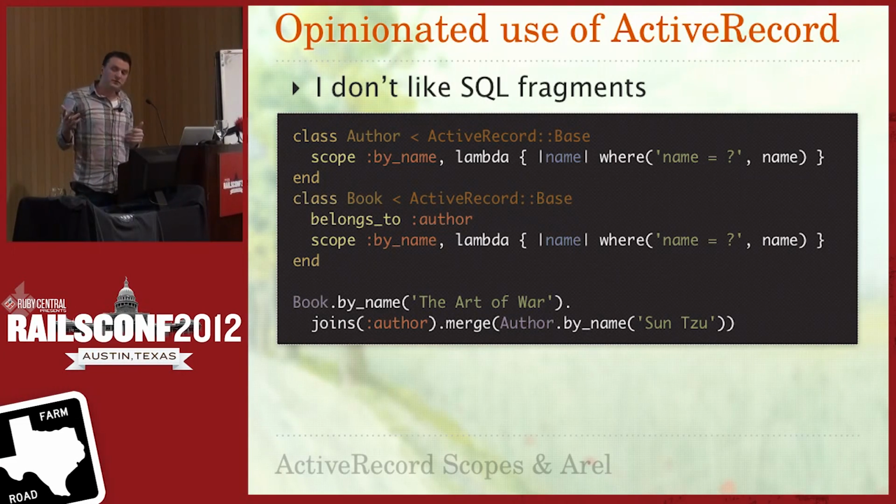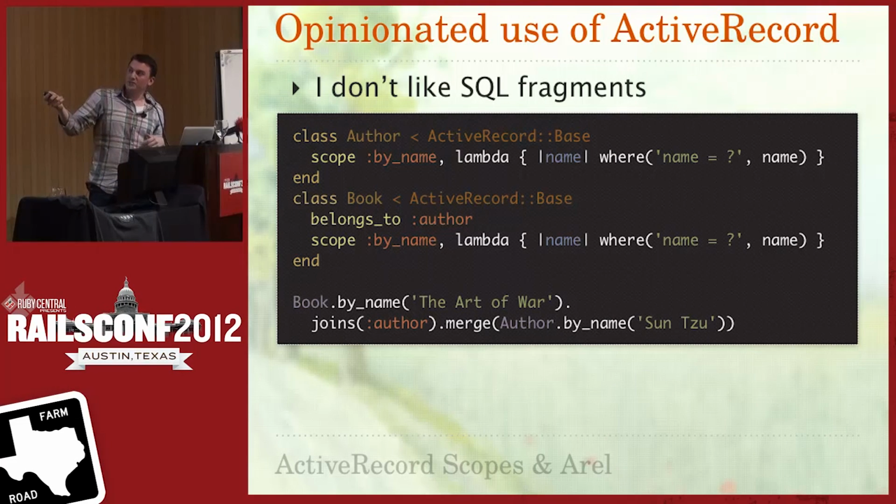So here we have two models, author and book. And they both have a scope on them called by name. It doesn't matter that the scopes are called the same. It's just that they happen to be doing essentially the exact same thing. All they're doing is looking for authors whose name is equal to whatever value is given to it, and looking for books whose name is equal to the value given to it. So down below, you can see where we're using it. So book by name, The Art of War.